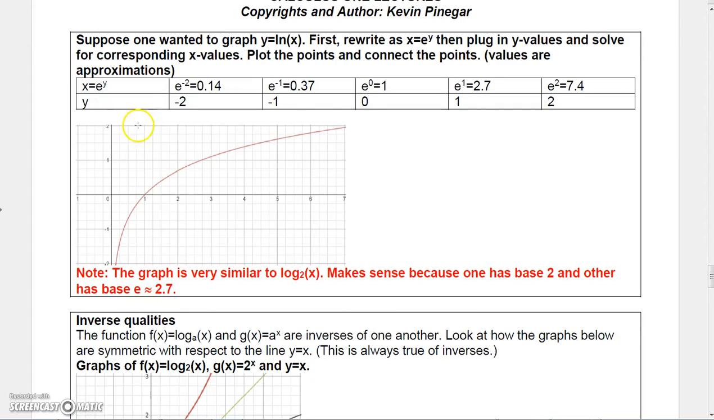And now if you want to do it for y equals natural log of x, you have to graph x equals e to the y. So plug in y values of negative 2, negative 1, 0, 1, and 2, and then see what their values are on the calculator, and then just plot them on the grid. You can label them. I didn't label them here, but that's basically what the natural log of x is going to look like.